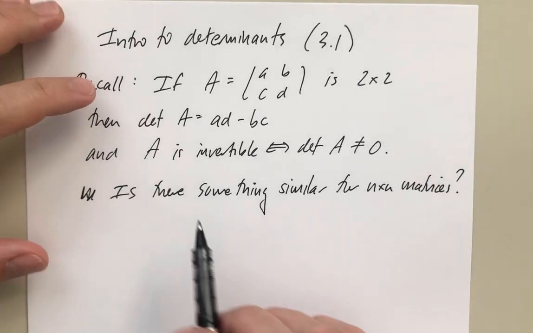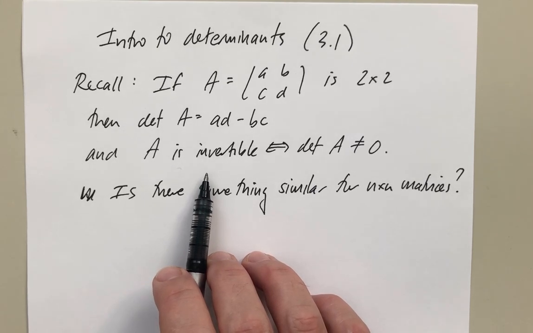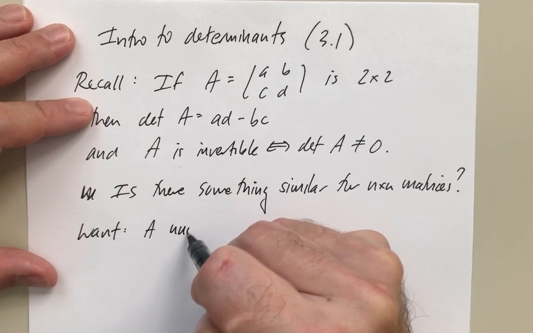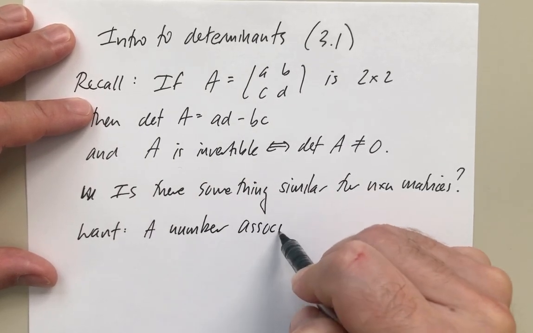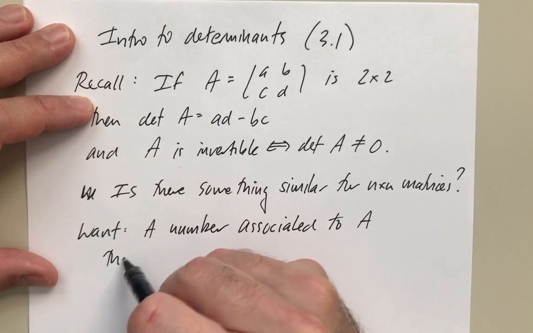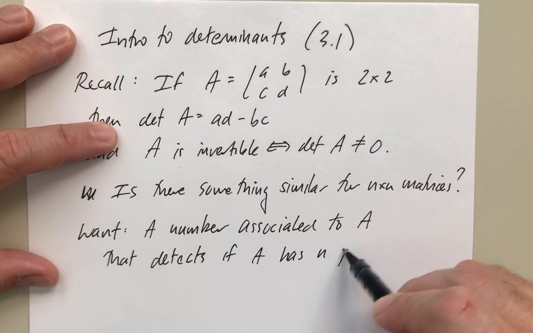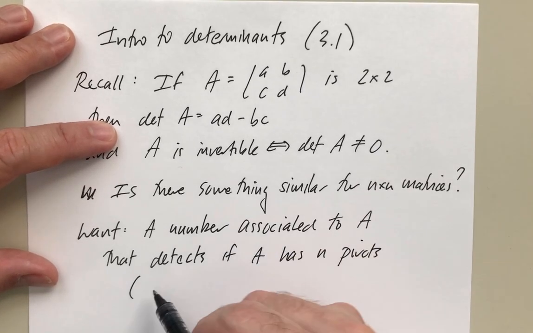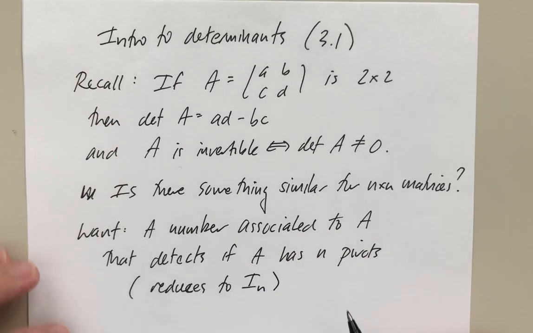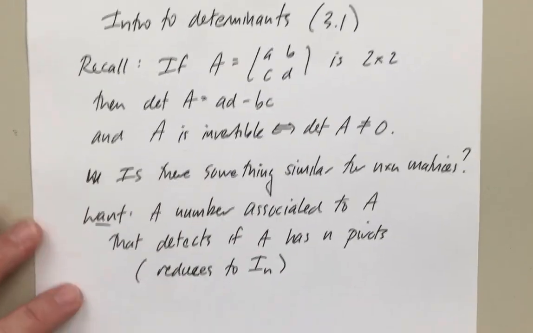Let me point out that A being invertible is the same as saying that you have n pivots, right? That the matrix reduces to the identity matrix. So what we want here is a number associated to an n by n matrix A that detects basically if A has n pivots. And of course, that's the same as reduces to the identity matrix In. Because if you're n by n and you have n pivots, that's the same as saying that you reduce to the identity matrix. Okay, so that's the kind of thing we want, this number.